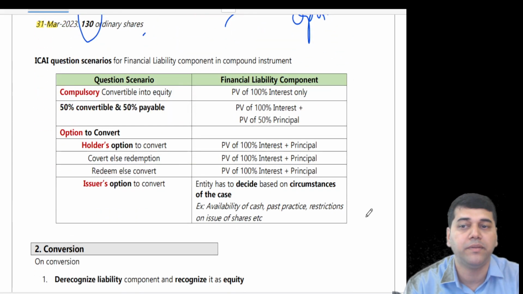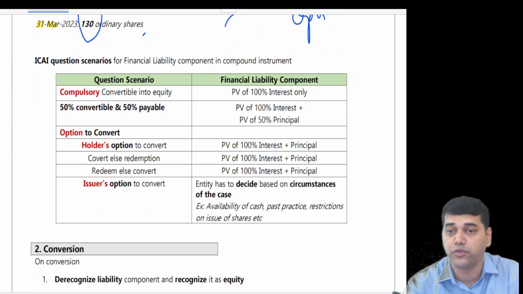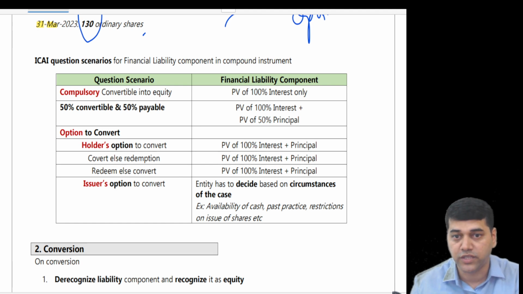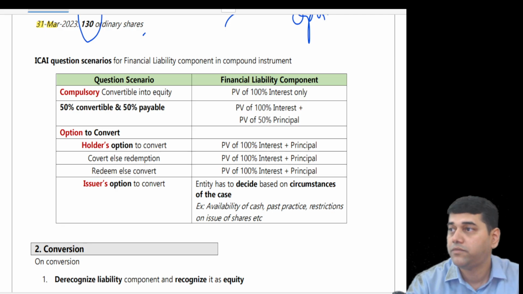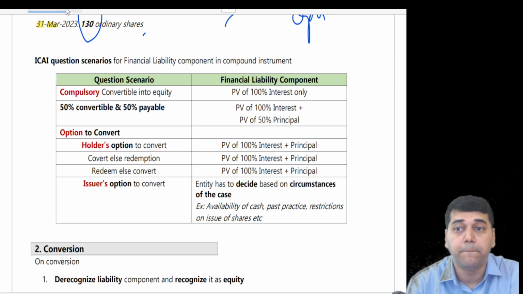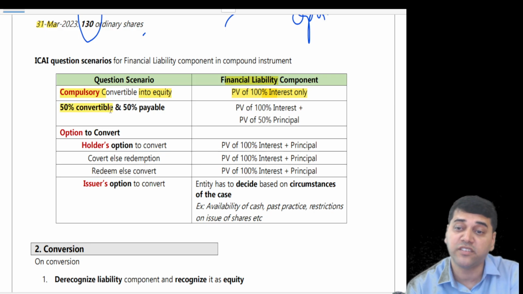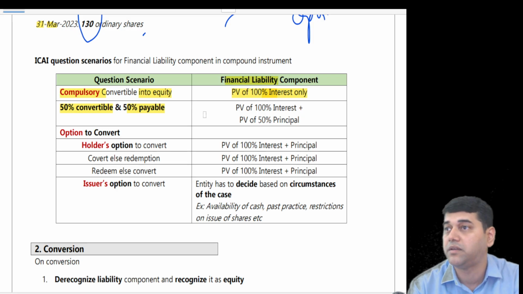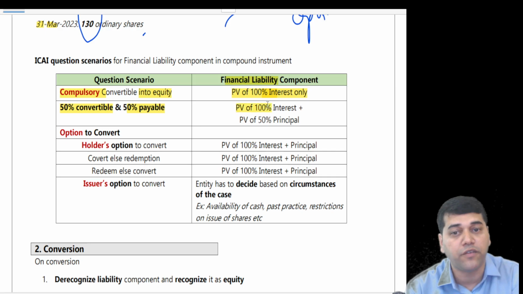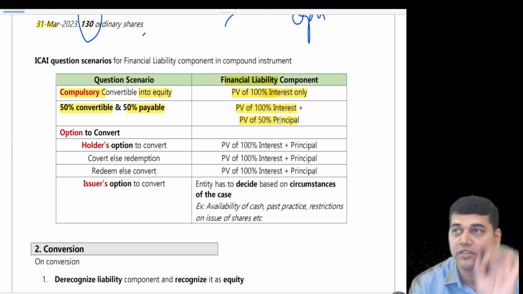Now, what are the examination question scenarios which you can find in the ICA questions with regard to this particular compound instrument? They may say compulsorily convertible into equity. It is called CCPS, compulsorily convertible preference shares. Present value of 100% interest is the financial liability. Principal is equity. They say 50% is compulsorily convertible, 50% is payable. In that case, present value of 100% interest plus 50% principal is your financial liability. Balance is equity. Equity is the balancing figure.